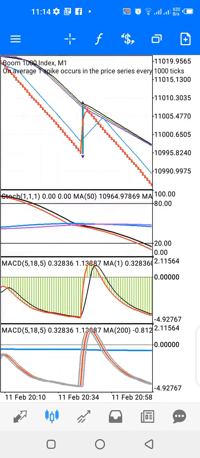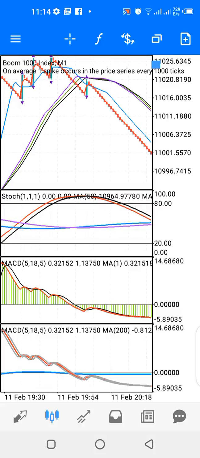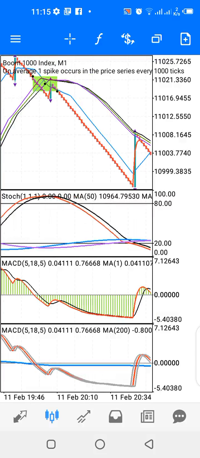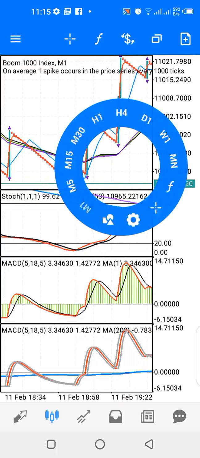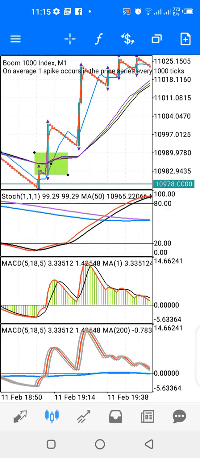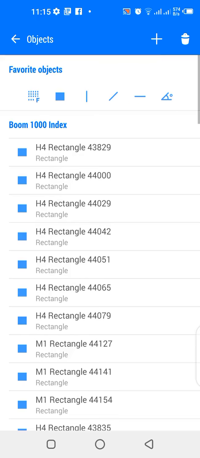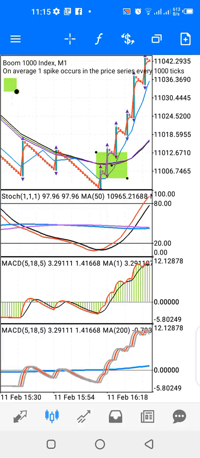Okay, so on the main chart, we can see that the blue and the red line cross down on the other three lines. We also have a sell signal here. Okay, we have a cross up around here. We also have a buy signal. Okay, and on buy signals for Boom 1000, price starts to spike upward. Okay, so a sell signal is confirmed around here, and then we have a buy signal confirmed around here.